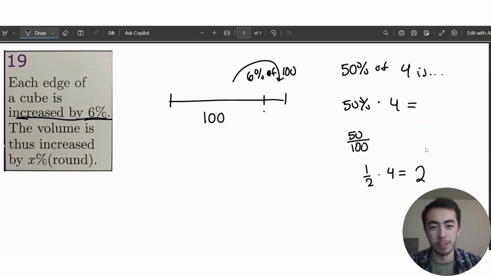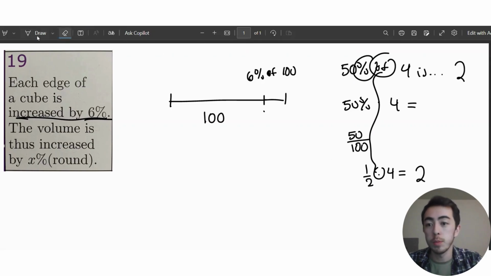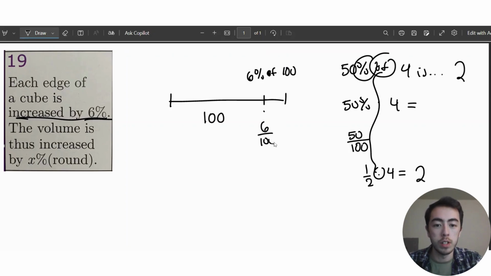That was kind of an obvious example. I'm sure most folks watching know that 50% of 4 is 2. But this was just to show you that if you ever see percent of, you could convert the number and use multiplication. 6% of 100, I'll call that 6 over 100. That is 6% of 100. And at least in this example, it's pretty easy to see that these 100s cancel. So 6% of 100 is 6.